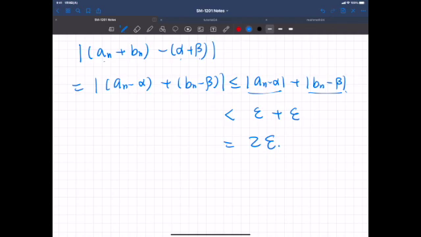But this 2 epsilon can be any positive real number because epsilon is any positive real number. Therefore, this means an plus bn converges to alpha plus beta. Done.